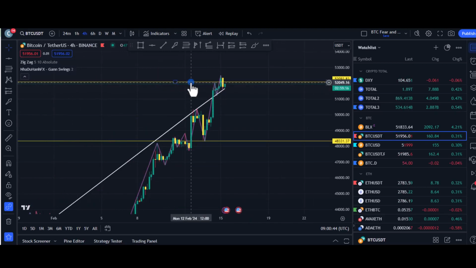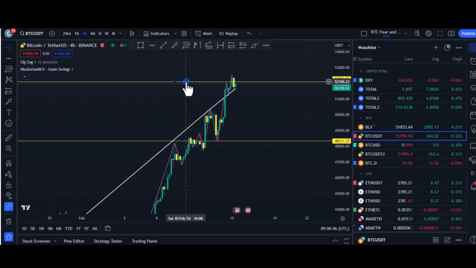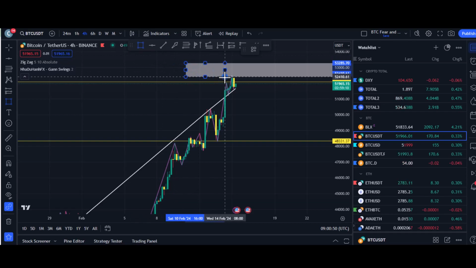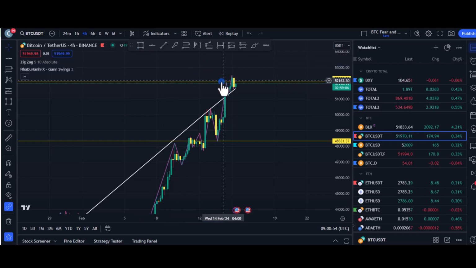So let's have a look at these resistance lines here. I don't usually plot my resistance lines like this. I actually prefer to use a box, like so, and get a bit of a range rather than just one simple line, because I think it's a bit simple. So let's have a look at why I've got this resistance line here.